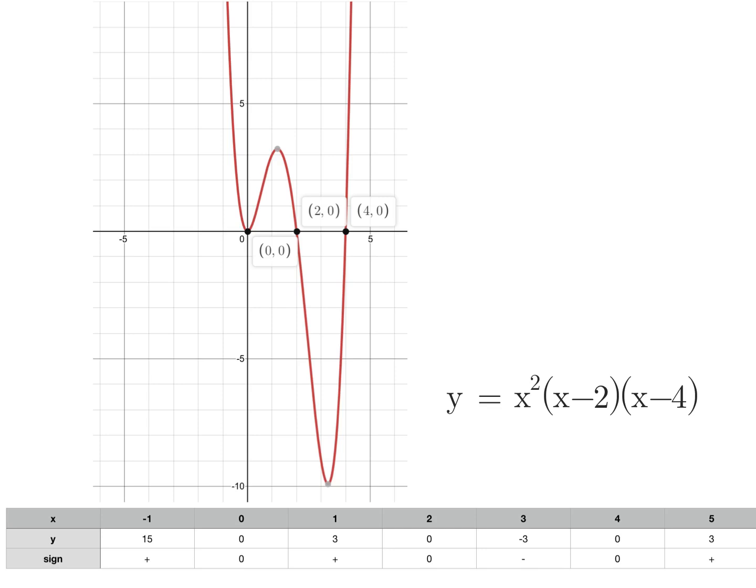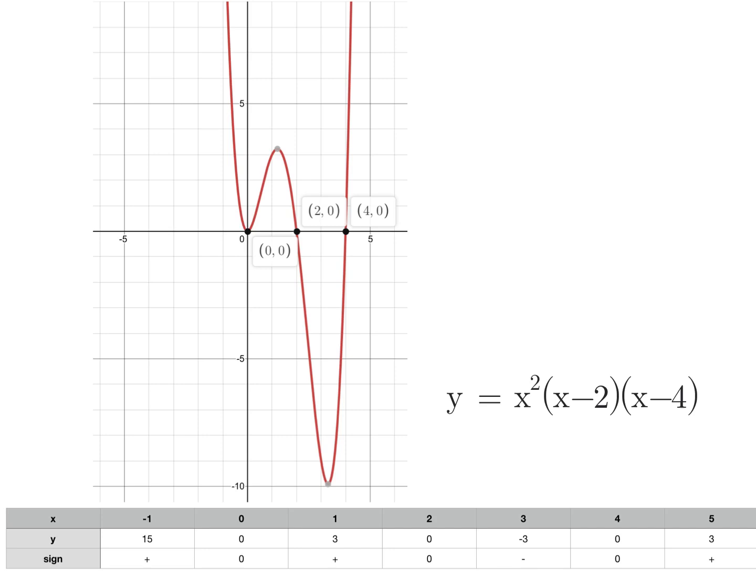But for the moment, just have it turn and then come back up and pass through at 2, turn again, come back, bounce off at 0 and go back up. So if we look at this using values, let's take a value to the left of 0, -1. We'll take the value of 0. We'll take a value between 0 and 2, which is 1. We'll take 2, a value between 2 and 4, which is 3. We'll take 4 and a value to the right of 4, which is 5.